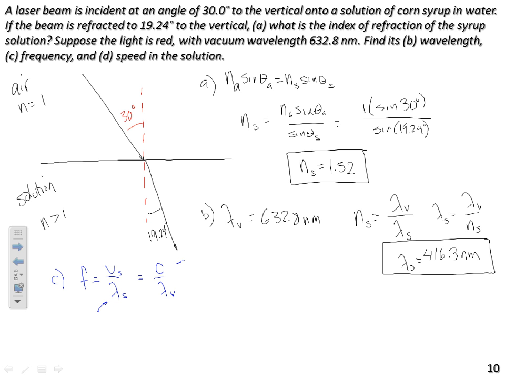So that is a frequency of 4.74 times 10 to the 14th hertz. And I guess we had to do it that way because we didn't know yet the speed in the solution. Right there, we're going to say v is c over n. So that's 3 times 10 to the 8th divided by 1.52. And I get 1.97 times 10 to the 8th meters per second.